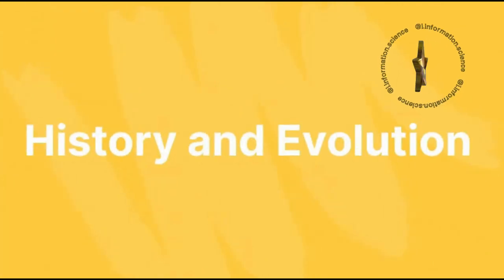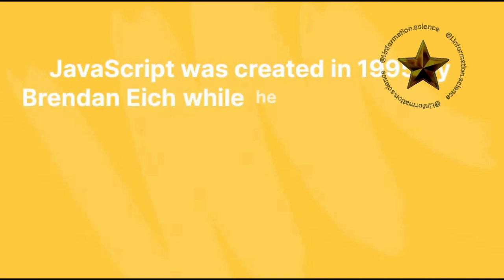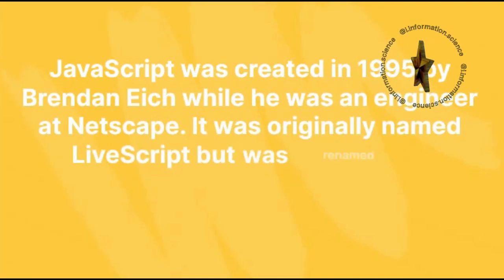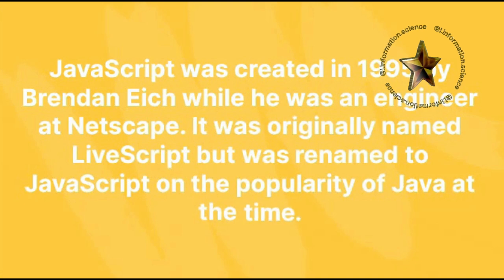History and evolution. JavaScript was created in 1995 by Brendan Eich while he was an engineer at Netscape. It was originally named LiveScript but was renamed to JavaScript on the popularity of Java at the time.